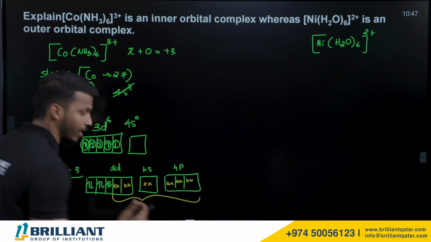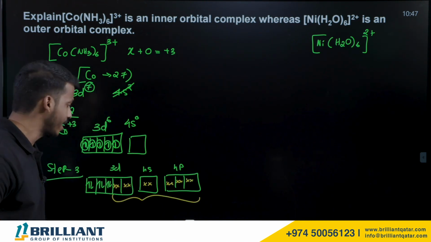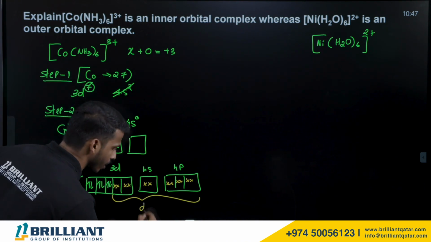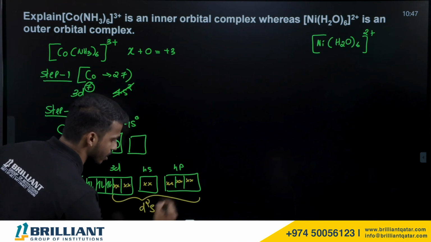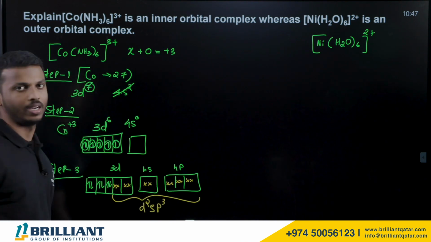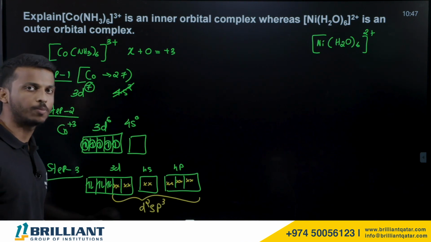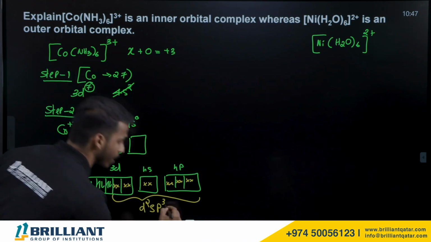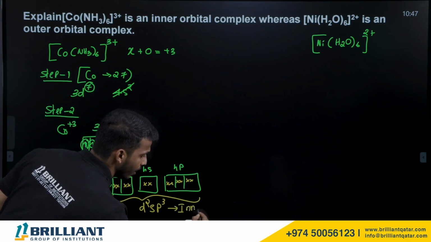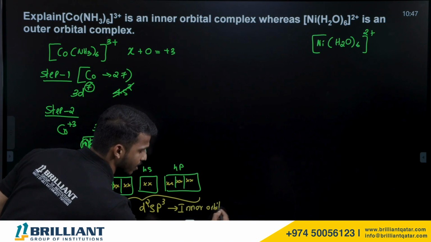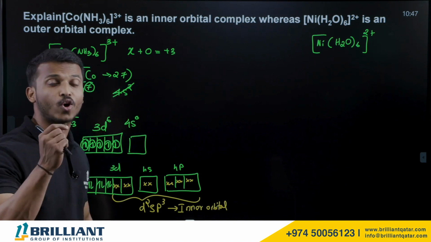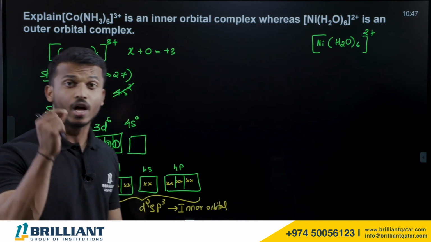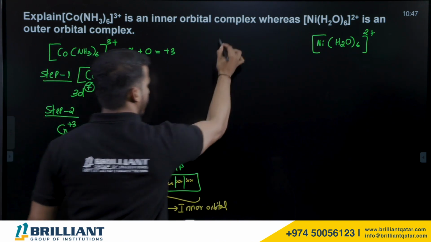All these 6 orbitals, when you club them, making the hybridization, this is 2d orbital, d2. This is s, this is 3p, d2sp3. As I told you, d2sp3 means they're taking inner d orbital for the hybridization. Therefore, they are called inner orbital complexes. I also told you that inner orbital complexes are also known as what? Low spin complexes.